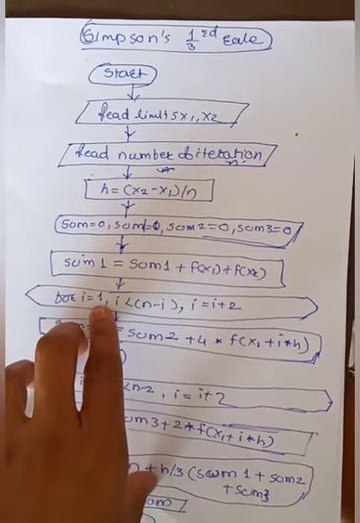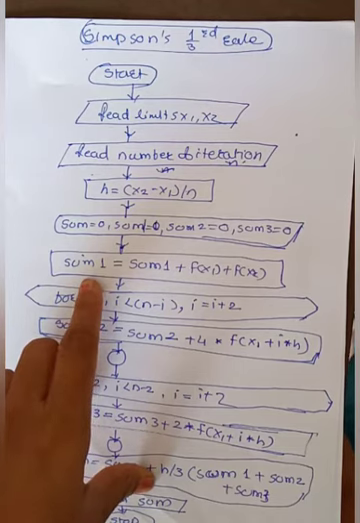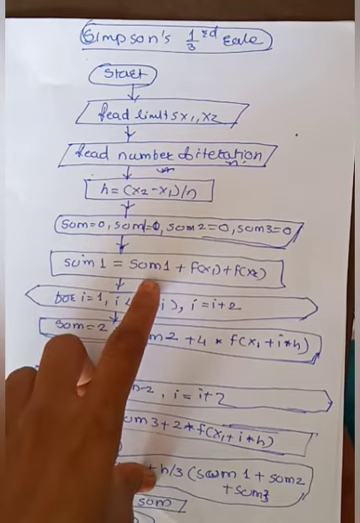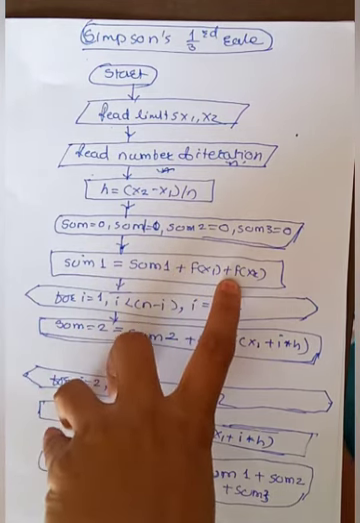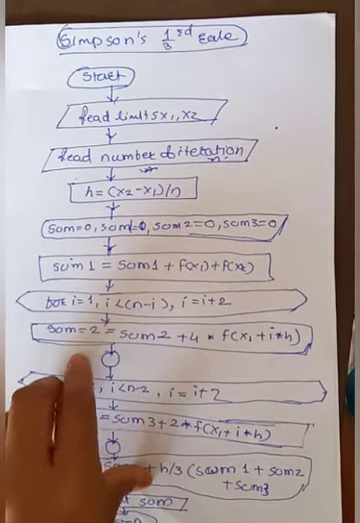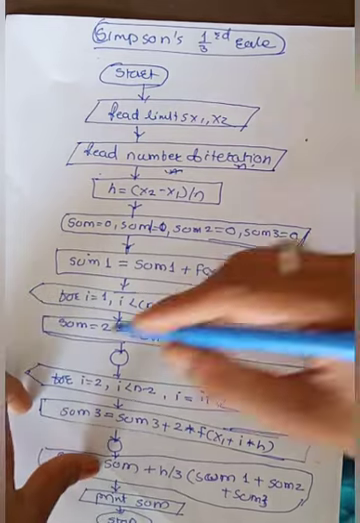Now in the next step, we have to calculate sum 1. Sum 1 is 0 plus f of x1, that is the function for the lower limit, plus f of x2, the function for the higher limit. Okay, now here you have to check. What do you have to check here?